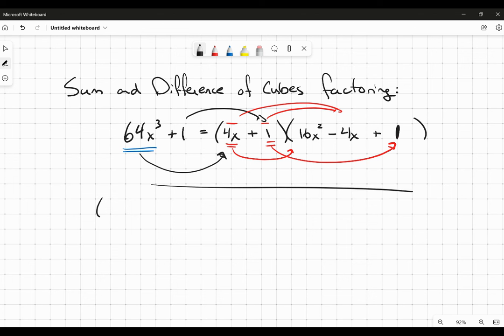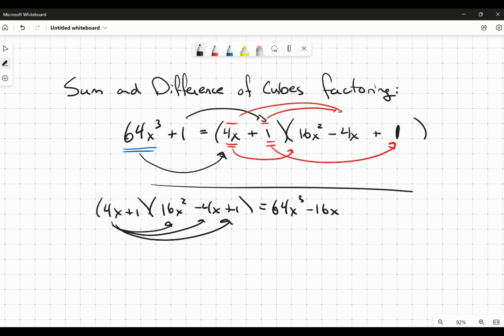Now, just to check that that's actually true, because you might look at that and wonder, okay, but that looks a little funky. Is that actually true? Well, 4x times 16x squared is going to be 64x cubed, which is a good sign. And then 4x times negative 4x is negative 16x squared. 4x times 1 is going to be positive 4x.